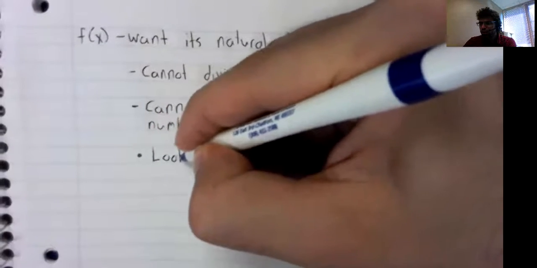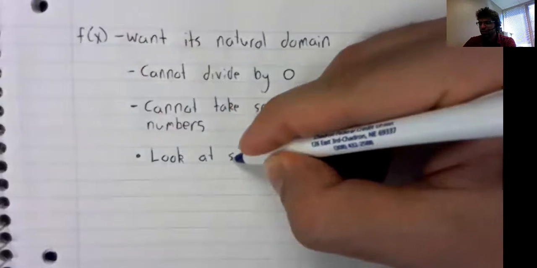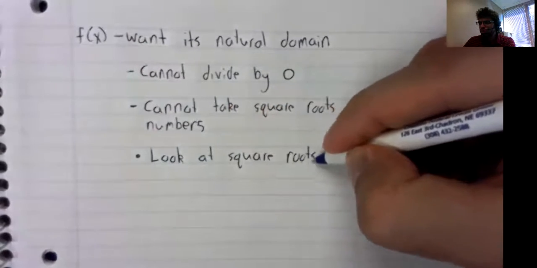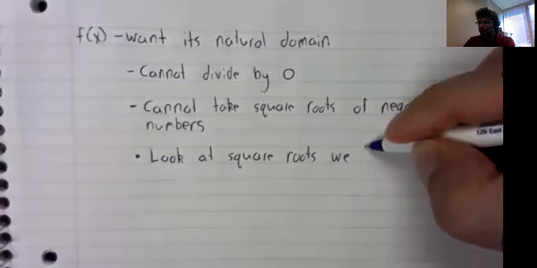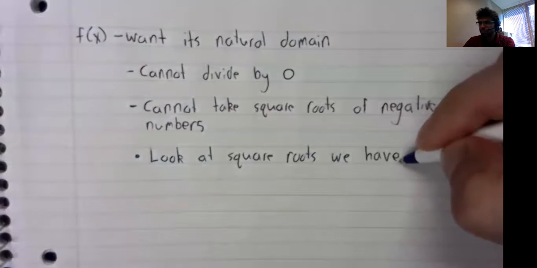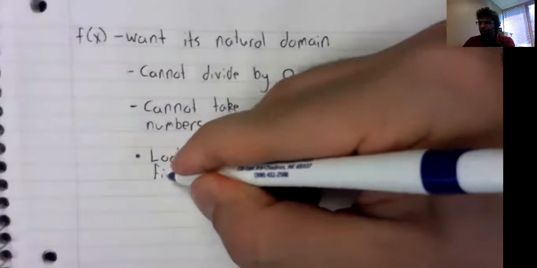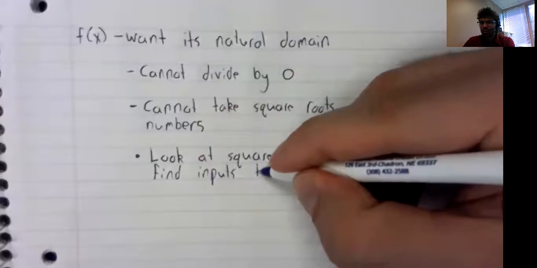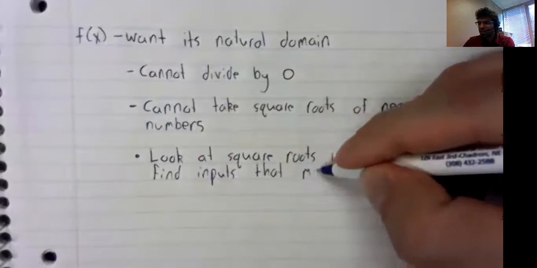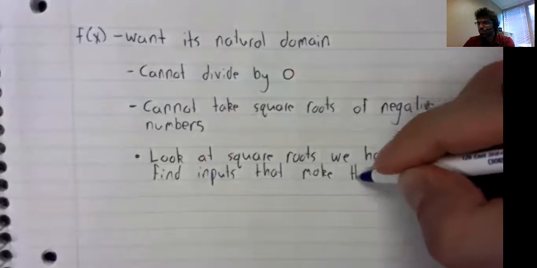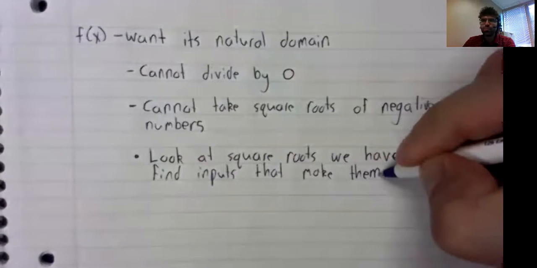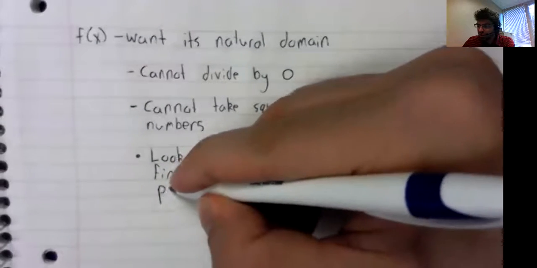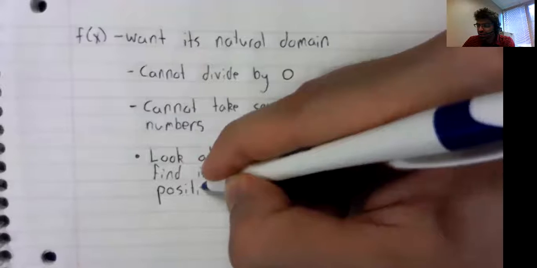We're going to look at any square roots we have and find the inputs that make them, I guess I should say, make the number under the radical sign, positive.